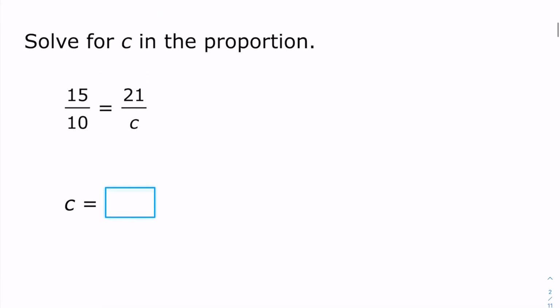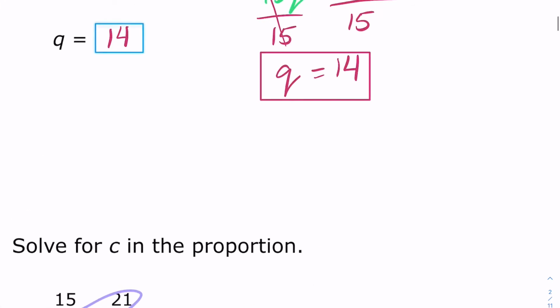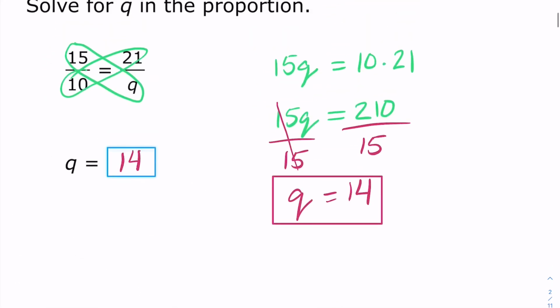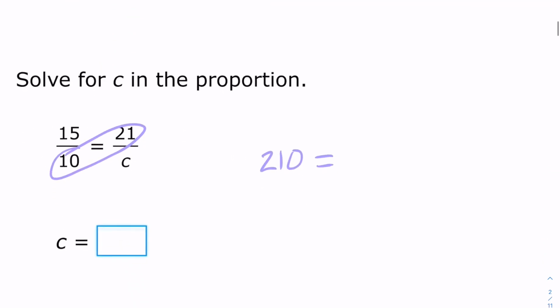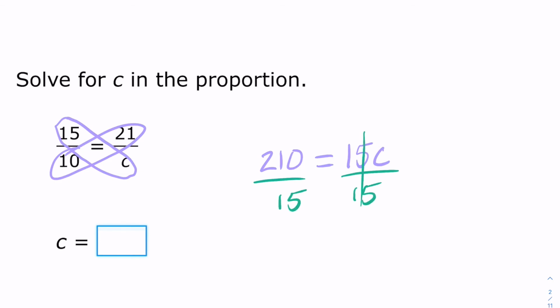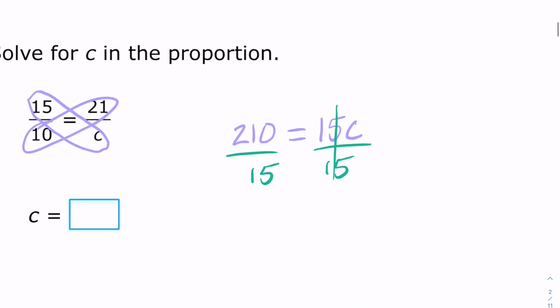Next one, again, just repeat the process. So we're going to do 10 times 21 is 210. 15 times 8. Did we already do this one? Wow, that's crazy. It's the same question, just with a different variable. So we're going to get the same answer. That happens sometimes. So I'm going to divide both sides by 15. Ironically, I get the same thing. I get 14.